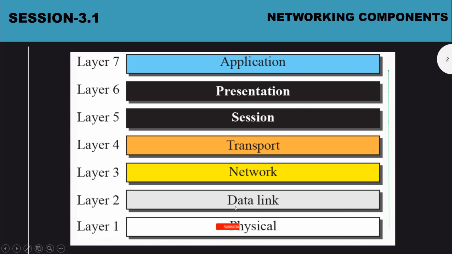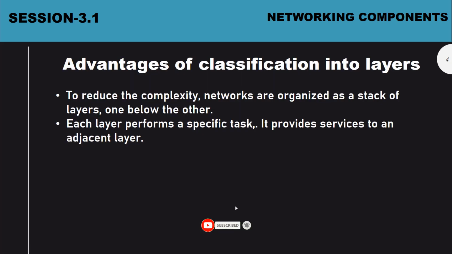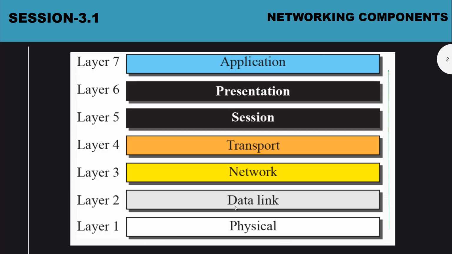So why, when constructing the OSI model, were they classified into different layers? Here are some advantages. To reduce the complexity, networks are organized as a stack of layers, each one below the other. For example, in simple words, I'll explain the biggest advantage of this. Say you are an application developer, very good in application, or very good at presentation level. You are a skilled person in presentation and also skilled in application. For example, a problem arises in this particular layer. I mean, some application bug is there, or some network code is wrong. Then you will solve it here.